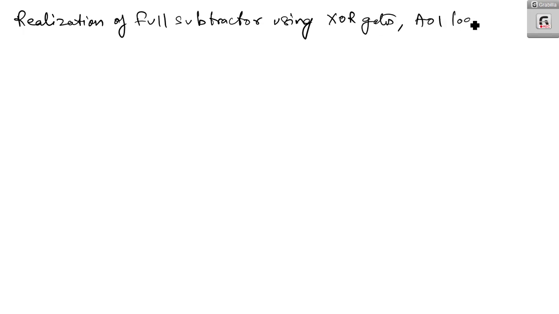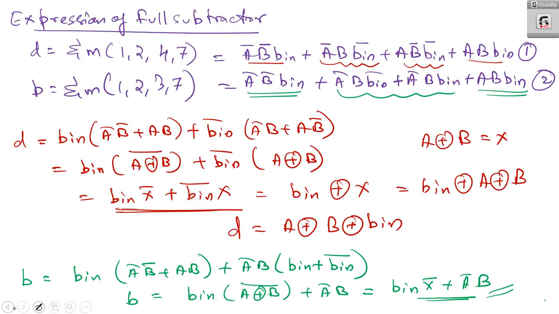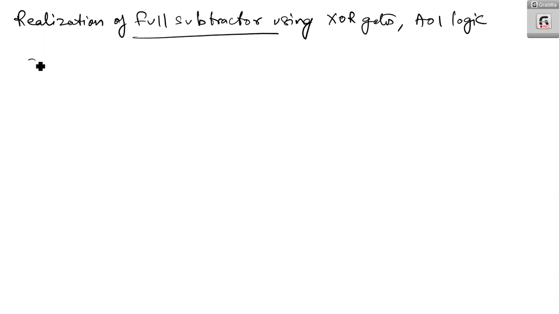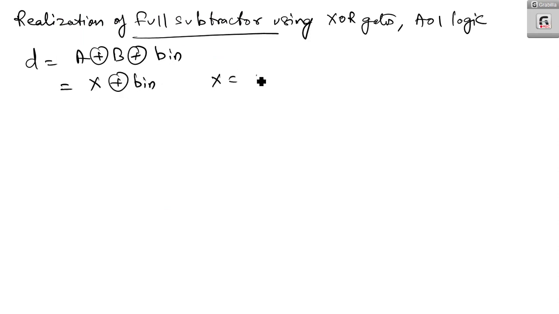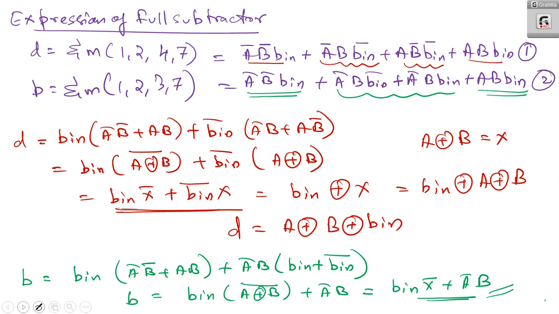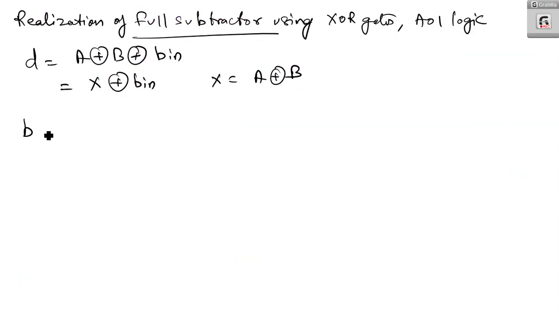Now coming into realization of full subtractor using XOR gates and basic logic. First, the difference. Difference is A XOR B XOR Bin. This we can write as H XOR Bin, where H is equal to A XOR B. And borrow is Bin H bar or A bar B.